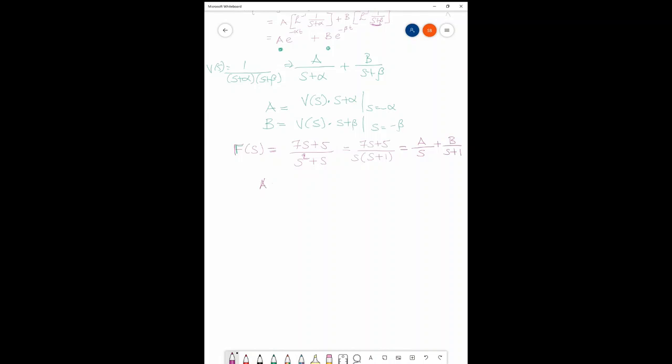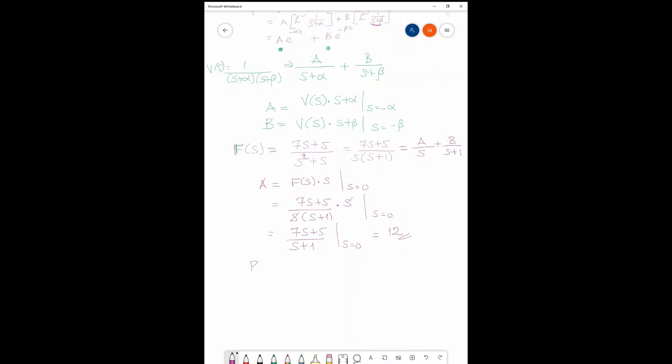So what would be A? A is going to be f of s multiplied by s, and solving that for s equal to 0, that's what makes it 0. So that would be 7s plus 5 over s times s plus 1 multiplied by s, and solving that for s equal to 0, s would be cancelled out. We have 7s plus 5 over s plus 1 at s equal to 0, which would be, if we substitute 0 here, 1 in the denominator, and here it will be 5.